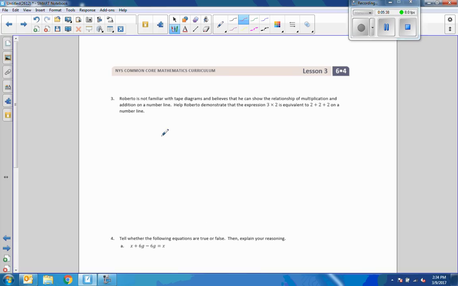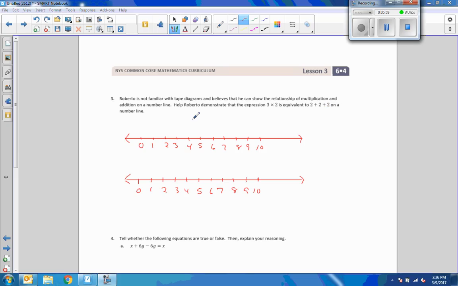All right, number 3. Roberto is not familiar with tape diagrams and believes that he can show the relationship of multiplication and addition on a number line. Help Roberto demonstrate that the expression of 3 times 2 is equivalent to 2 plus 2 plus 2 on a number line. So take a moment to try to figure this out.